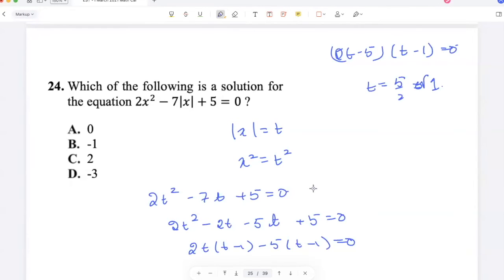or 1, right? So t can be either of these. Now t is mod x, so mod x is 5 by 2 or 1. So x can be plus minus 5 by 2 or plus minus 1. So from here it's B.